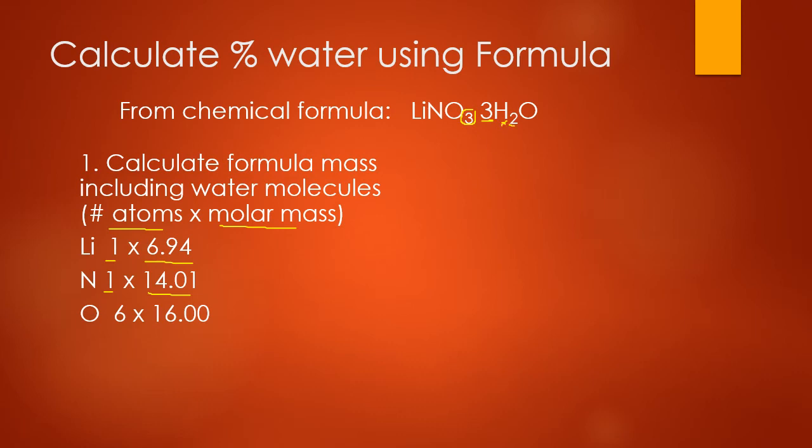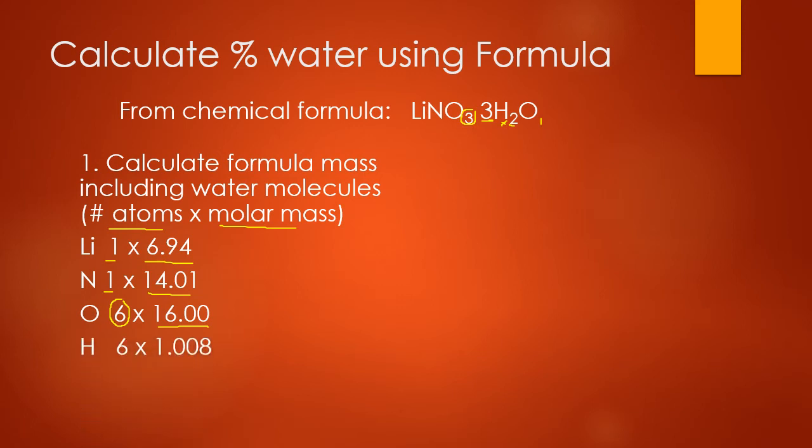So there's 6 hydrogens and then 3 oxygens. So that gives us total oxygens of 6. We get 3 from the NO3 and then another 3 from the water molecules. So we take that total of 6 atoms and multiply it by the molar mass of oxygen, which is 16 on the periodic table.